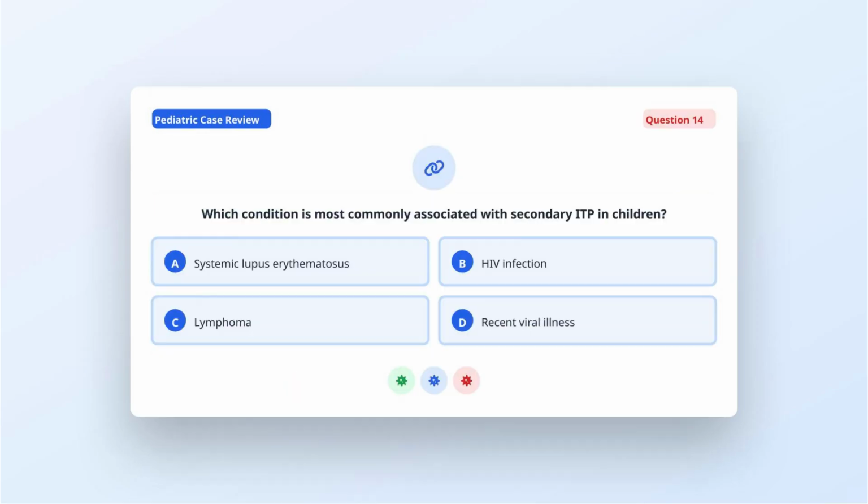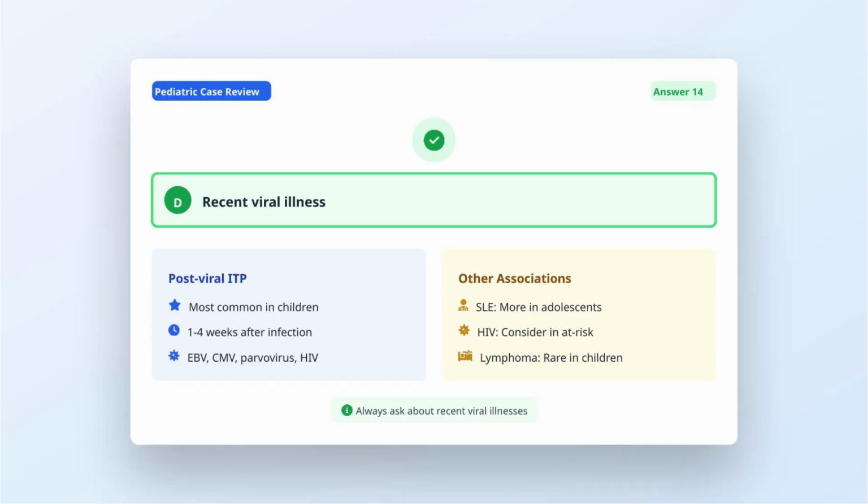Regarding associated conditions, which condition is most commonly associated with secondary idiopathic thrombocytopenic purpura in children? A. Systemic lupus erythematosus. B. HIV infection. C. Lymphoma. D. Recent viral illness. The correct answer is D.